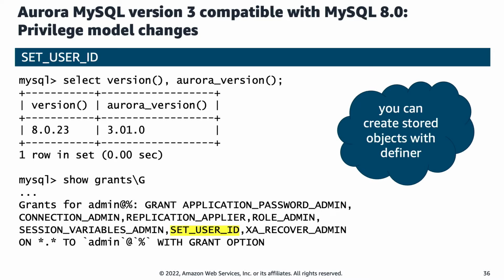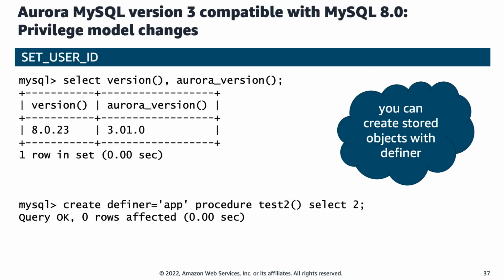So if you want to see it yourself, you can start Aurora MySQL version 3. Make sure that versions match. And then when you do show grants for your user, you should see set user ID. Because you can see set user ID, that means that you will be able to create your objects like this. So that will apply to restoring the MySQL dump files, and you don't have to mess with regular expressions again.